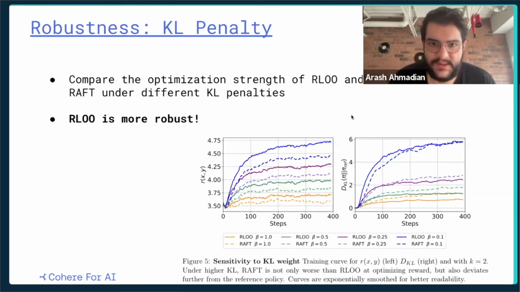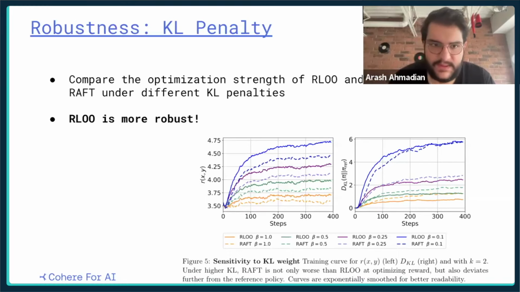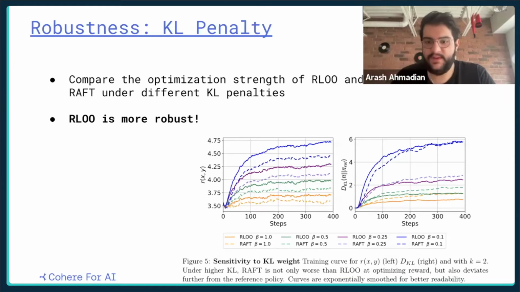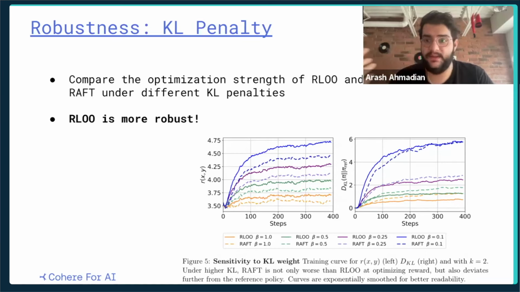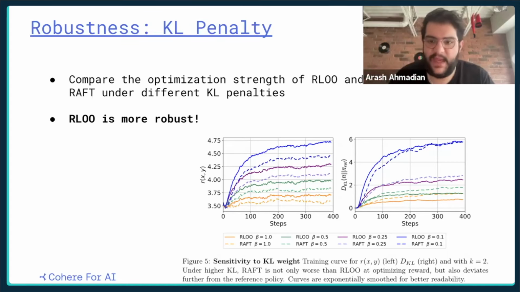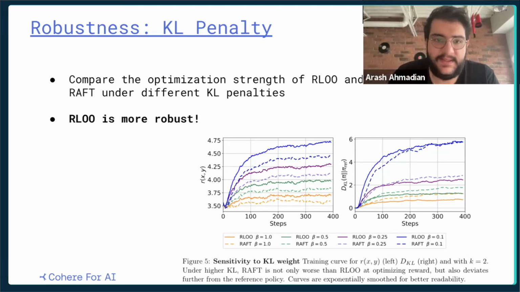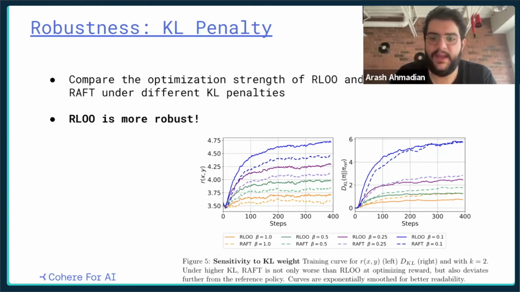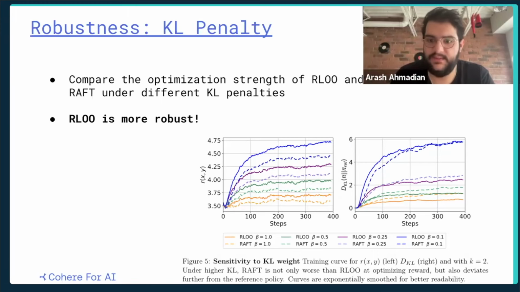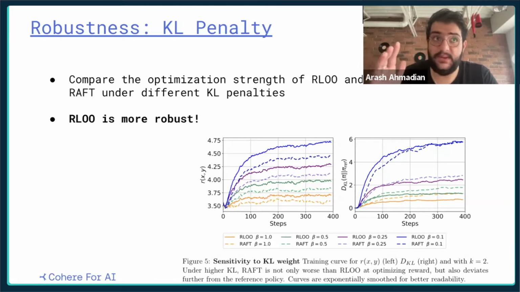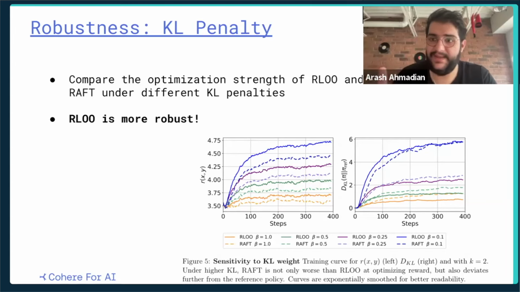I talked about KL before: you have this KL penalty in the reward so that you don't forget English, or you stay close enough to the reference initialization. Here we compare RLOO and RAFT given different degrees of KL penalization in the optimization. Beta is the coefficient that determines how severely you want to penalize generations that go far from the reference policy. As you can see, RLOO is more robust to beta, your KL coefficient, compared to RAFT.